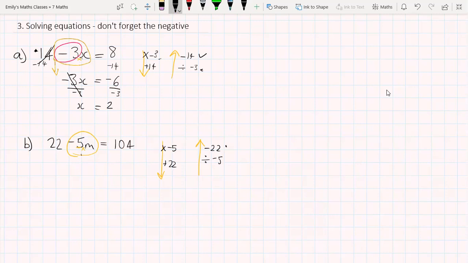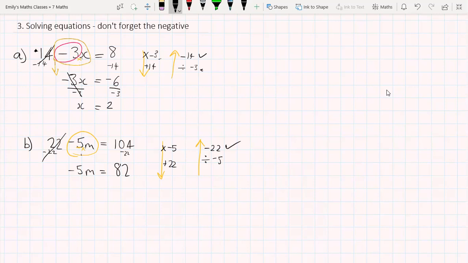Okay, so let's do this one. Let's minus 22 from both sides. Minus 22, minus 22. So 22 minus 22, that goes. What are we left with? We are left with minus 5m. Don't forget that minus sign. And then 104 minus our 22. What does that give us? 82. So that's what we're left with on that side.